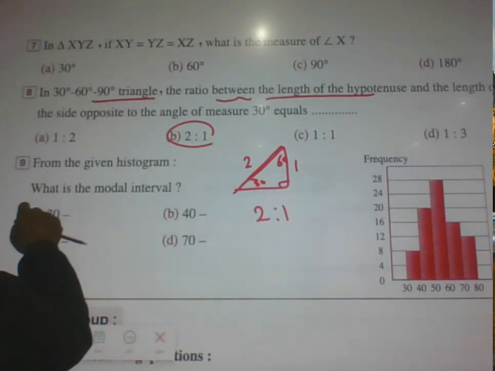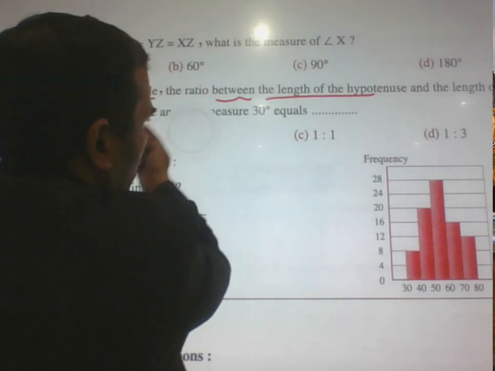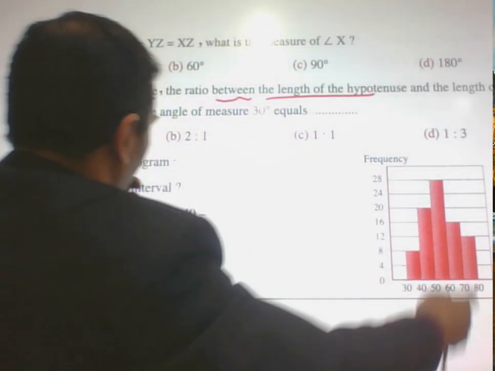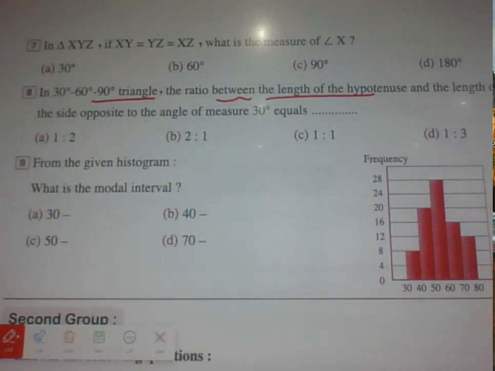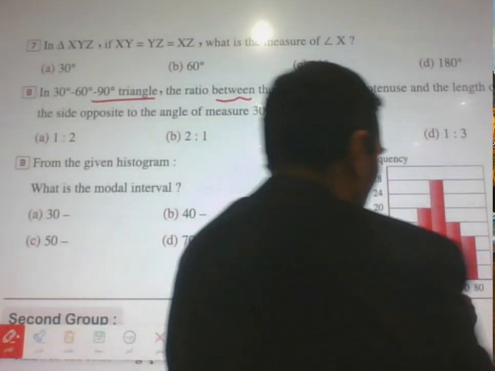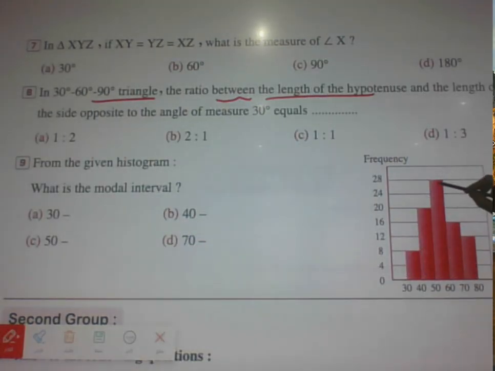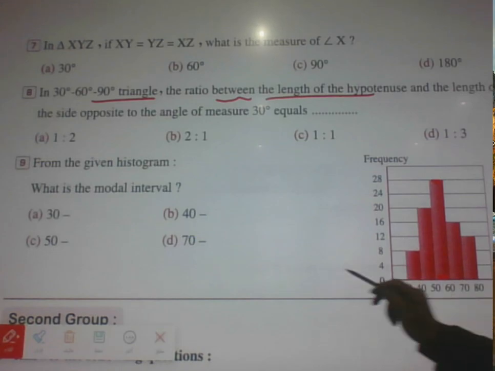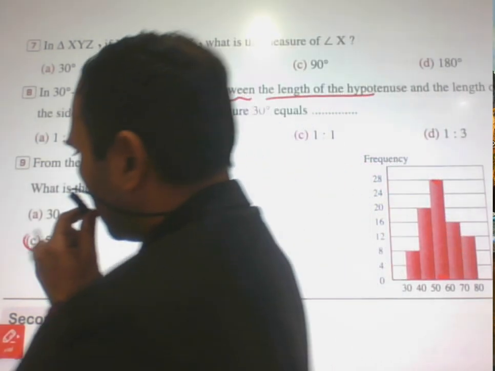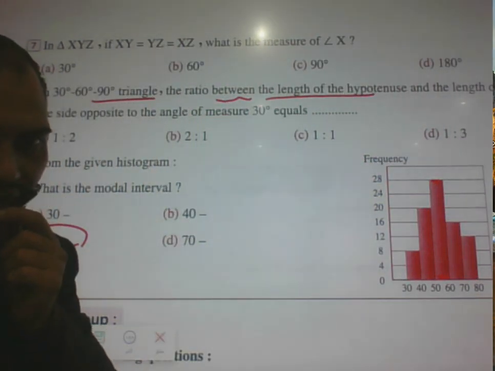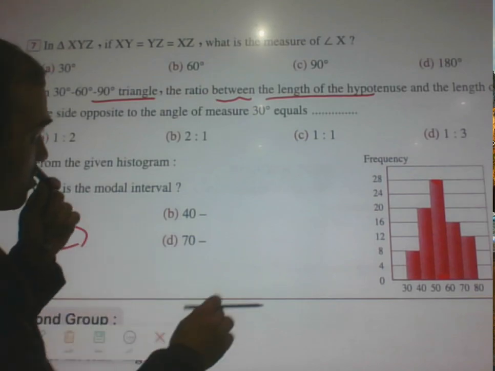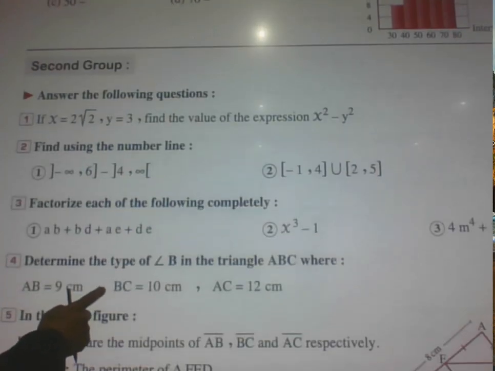Next question here. From the given table of frequency from the histogram, what is the modal interval? The modal interval here is from 50 to 60, so choose letter C. He asked here about the modal interval. Okay, next question.